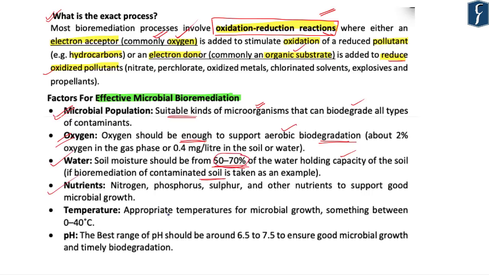Fourthly, we require certain kinds of nutrients. Nutrients like phosphorus, sulfur, nitrogen, etc. help to better support the process of microbial growth and further the process of bioremediation. Fifth, we have temperature. We require a certain range of temperature if we want bioremediation to work properly, and that ideal range is somewhere around 0 to 40 degrees. Therefore, if the area is too cold, we have to transport that contaminated pollutant or soil to some other area, and that is one of the reasons we employ the ex situ bioremediation technique. Last is the pH level. The best range of pH should be around 6.5 to 7.5, which basically means it should be neither too acidic nor too basic or alkaline.